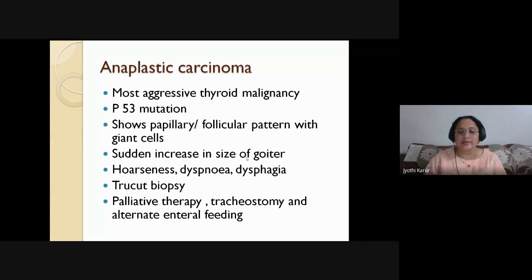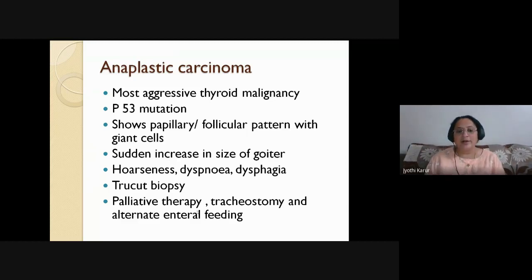So within days, the size of the goiter will double, triple, and there is rapid development of hoarseness of voice, dyspnea, dysphagia. So you have to do true cut biopsy for this. Usually for thyroid, we do either FNAC or thyroidectomy and subject it for histopathological examination. We rarely do true cut biopsy. For this, most of the time the patient comes in an inoperable stage, with a hard fixed lesion. So you have to proceed with true cut biopsy, which will show this histopathological picture.